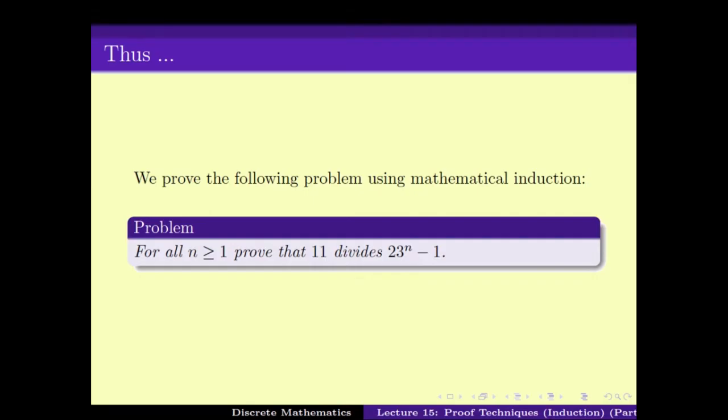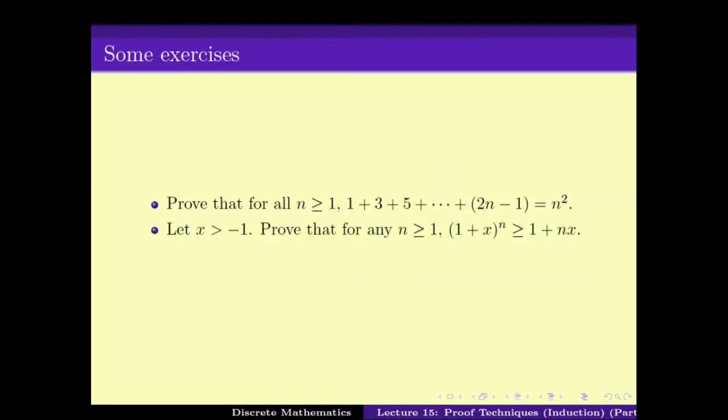I will finish this video today leaving two exercises. The first one is prove that the sum 1 plus 3 plus 5 till 2n minus 1 is n squared for all n. In other words, the sum of the first n odd numbers is n squared. And the second one is that if x is greater than minus 1, prove that for all n, 1 plus x power n is greater than or equal to 1 plus nx. So these are the two exercises which can be solved using the induction technique that we have seen so far.